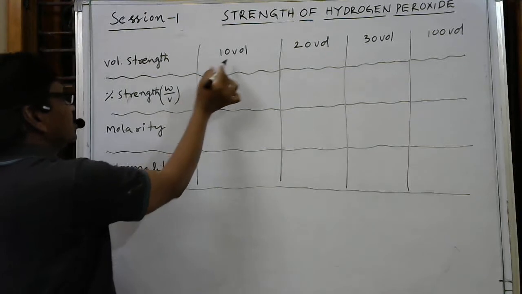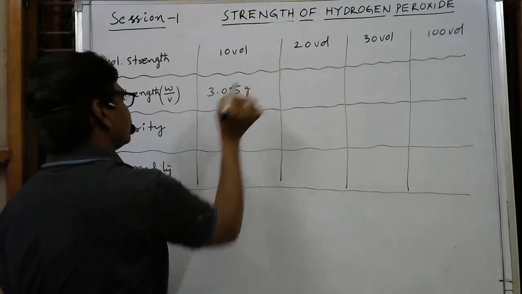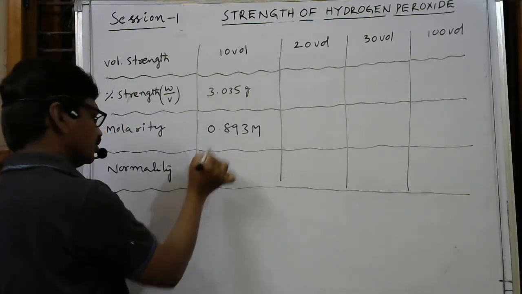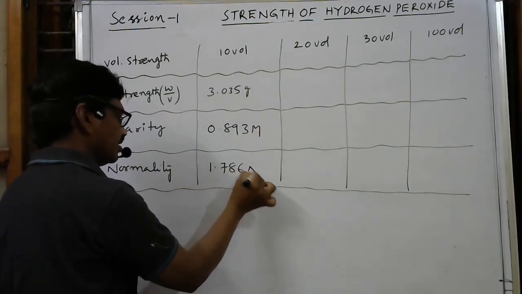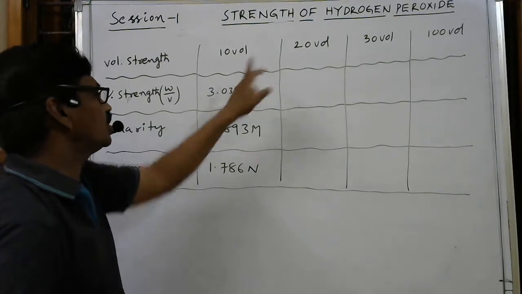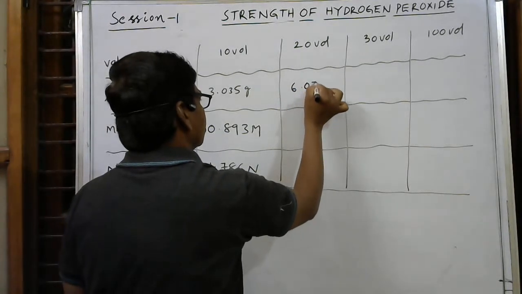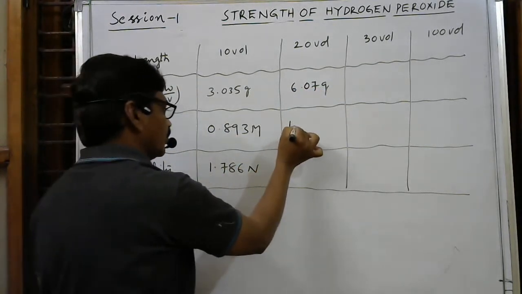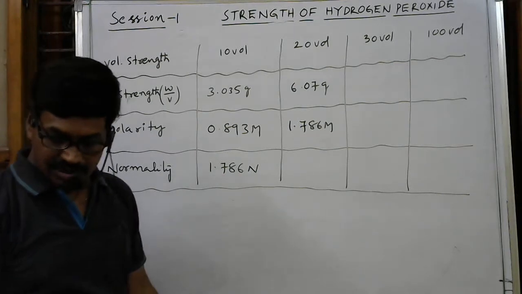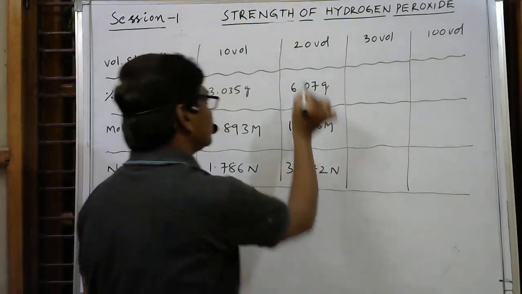See here, volume strength, 10 volumes. How much is it? 3.035 grams. Molarity, 0.893 M. Normality, it is 1.786 N. It is for 10 volumes. If you know 10 volumes, it is very easy to find 20 volumes. Means into 2 only. This into 2, we get 6.07 grams. Molarity 1.786 M for 20 volumes. For 20 volumes, normality, as per calculations, is 3.572.